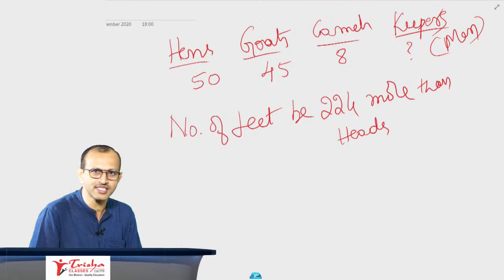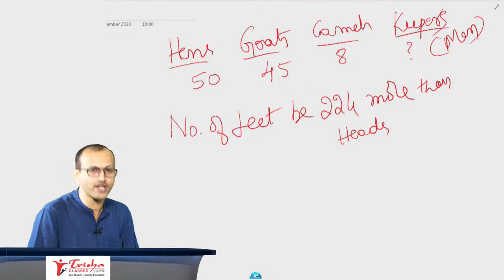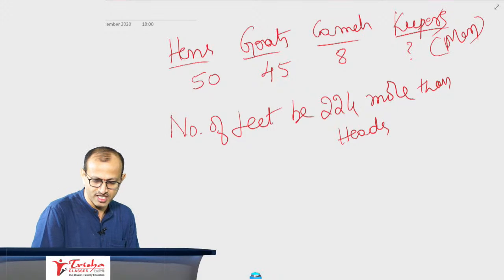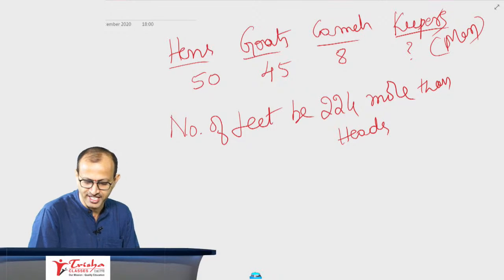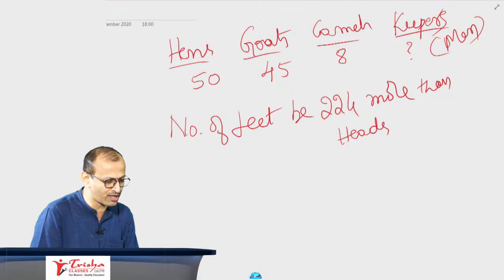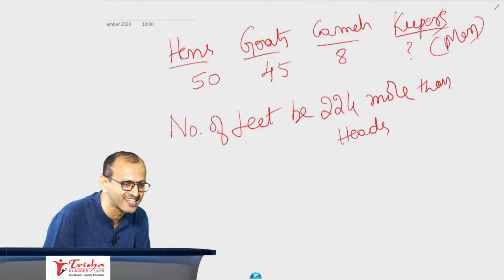The question goes this way. There are some hens. There are 50 hens. There are 45 goats. There are 8 camels, and some animal keepers are there who will look after all this. They say the number of feet is 224 more than heads. That means how many keepers are there?